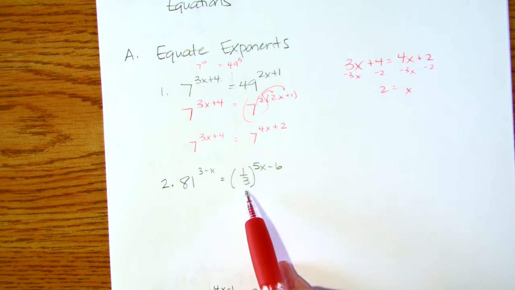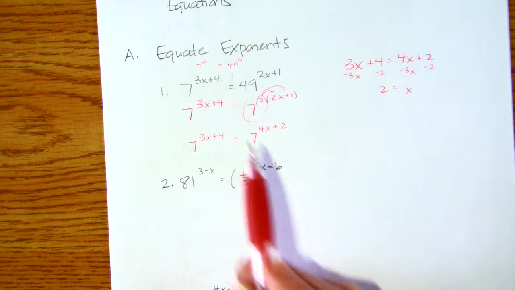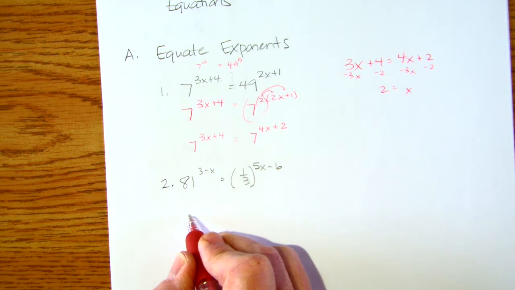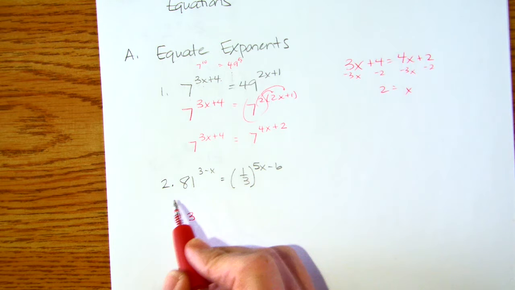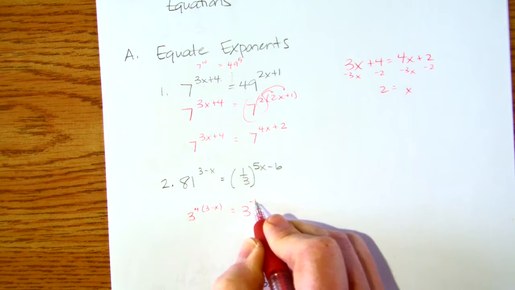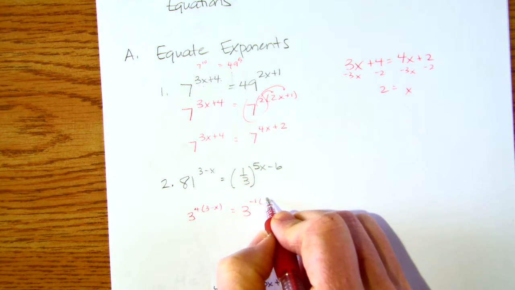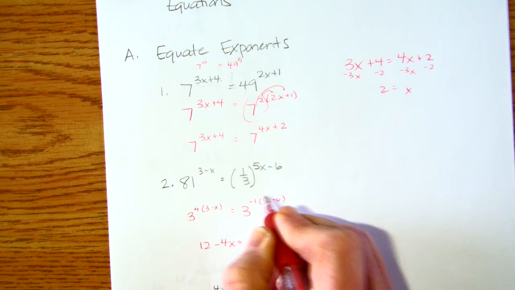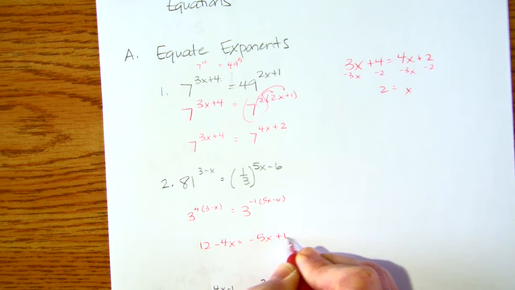81 to the 3 minus x, 1/3 to the 5x minus 6. What base do these have in common? In this case, we only had to change one of the bases. I'm going to say these have base 3 in common, and 81 is 3 to the 4th. And that's raised to the 3 minus x. And in this case, that's 3 to the negative 1. And that's raised to the 5x minus 6. I'm going to take a little bit of a shortcut since I have the same base. This would be 12 minus 4x equals negative 5x plus 6.